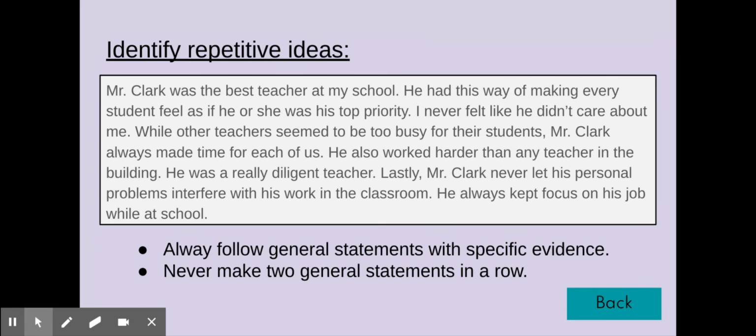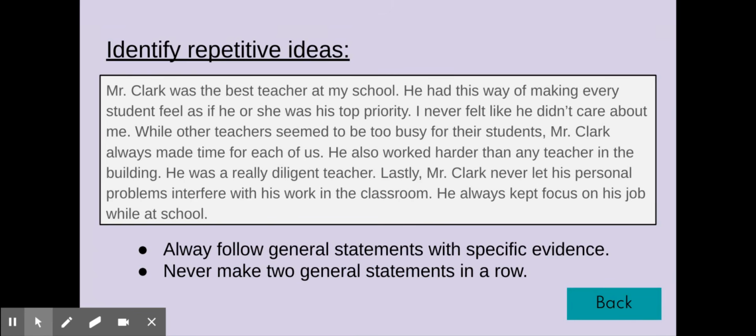While other teachers seemed to be too busy for their students, Mr. Clark always made time for each of us. He also worked harder than any teacher in the building. He was a really diligent teacher. Lastly, Mr. Clark never let his personal problems interfere with his work in the classroom. He always kept focus on his job while at school.